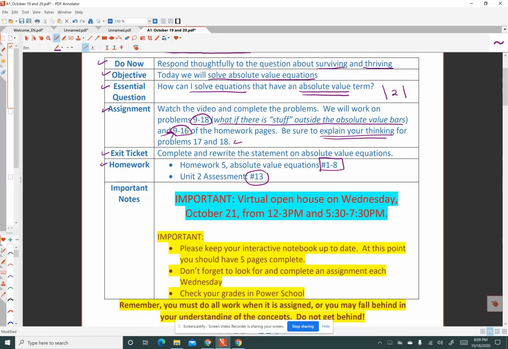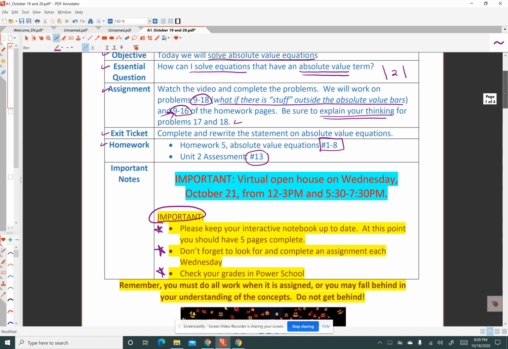We have a virtual open house on Wednesday from 12 to 3 and 5:30 to 7. Important notes, please keep your interactive notebook up to date. At this point, we have completed 5 pages. Don't forget to look for and complete your Wednesday assignment each day. That counts toward attendance as well as a grade. And don't forget to frequently check your grades in PowerSchool. And you need to meet with me biweekly at least to show me what you are doing in your notebook.